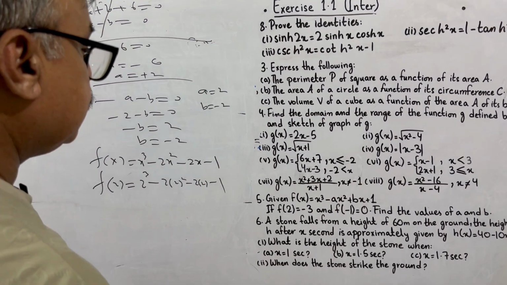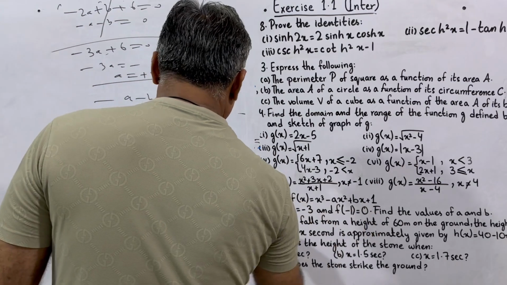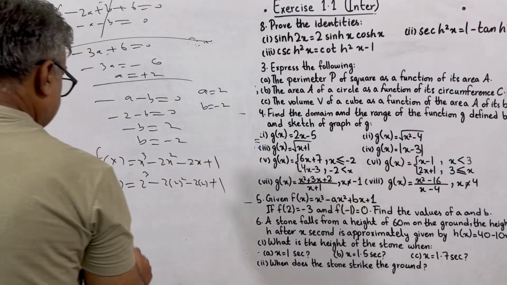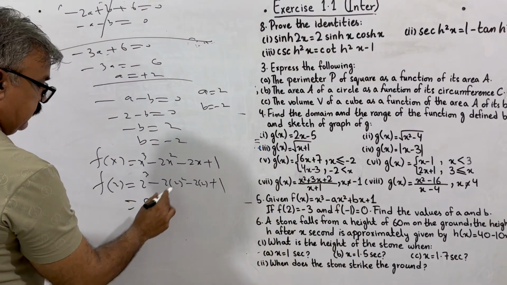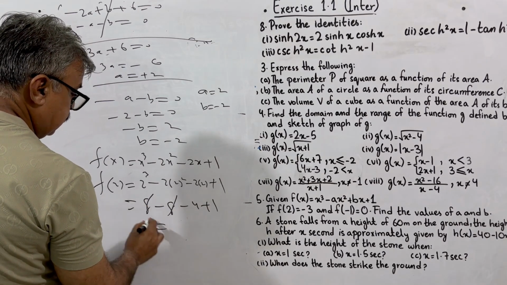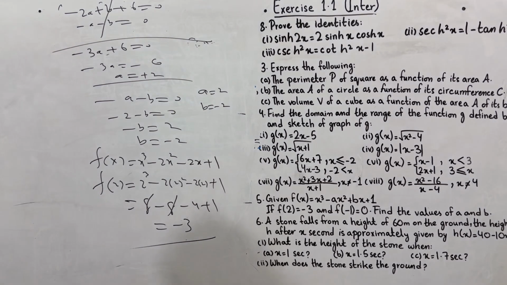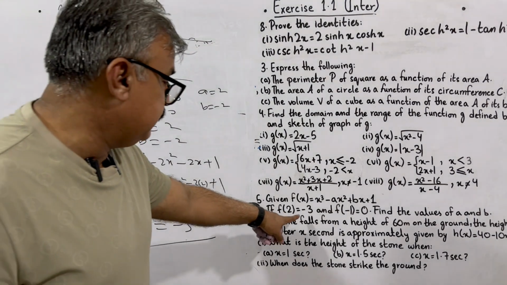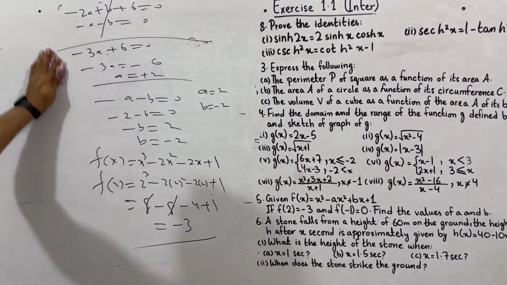Here is minus 1 or plus 1? There is plus 1. Let me write plus 1 here. It will become 8. It will also become 8. Minus 4 plus 1, so minus 4 plus 1 is equal to minus 3, as the given condition.